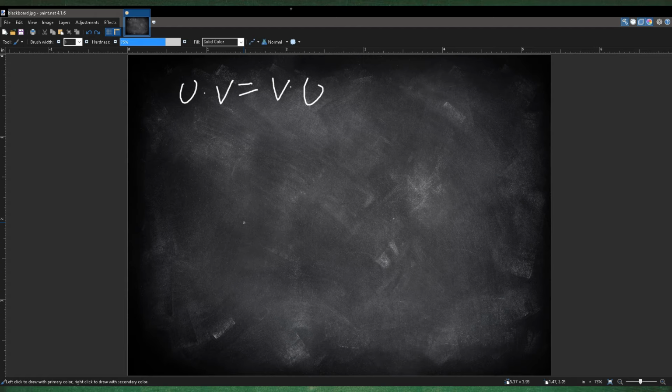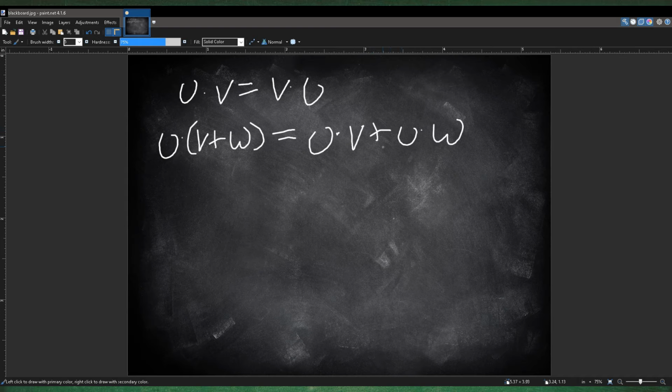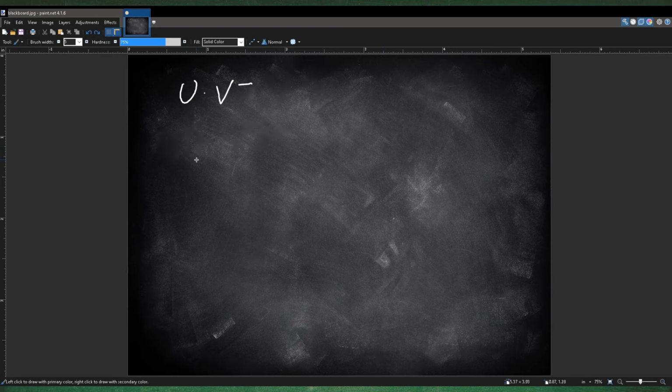Another property is that u dot the sum of v plus w, where v and w are also vectors, is the same thing as u dot v plus u dot w, so you distribute it out. So that is another property. That's basically the only two properties that really matter. If you understand those, it's really basic. It seems like the usual arithmetic rules all the time.